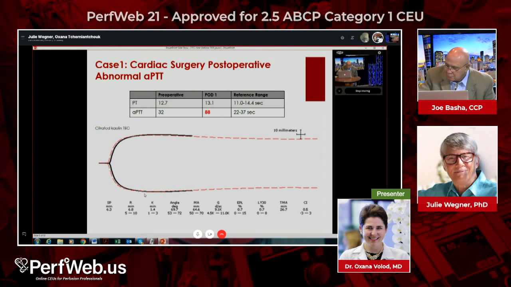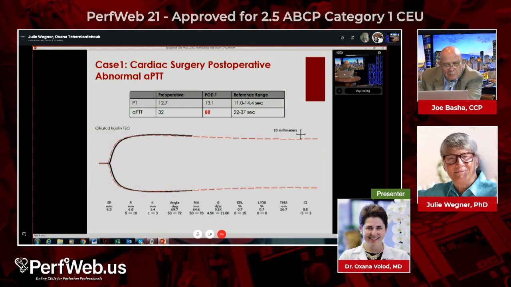Julie explained to you all the parameters. So R was 6.8, normal angle, normal MA. Now, an important part is to ask surgeons how the patient is clinically, and the patient was very stable. So this is a case where, before giving any additional treatment such as FFP or factor concentrates, because we look at the abnormal PTT, the causes of abnormal PTT and normal TEG should be addressed.